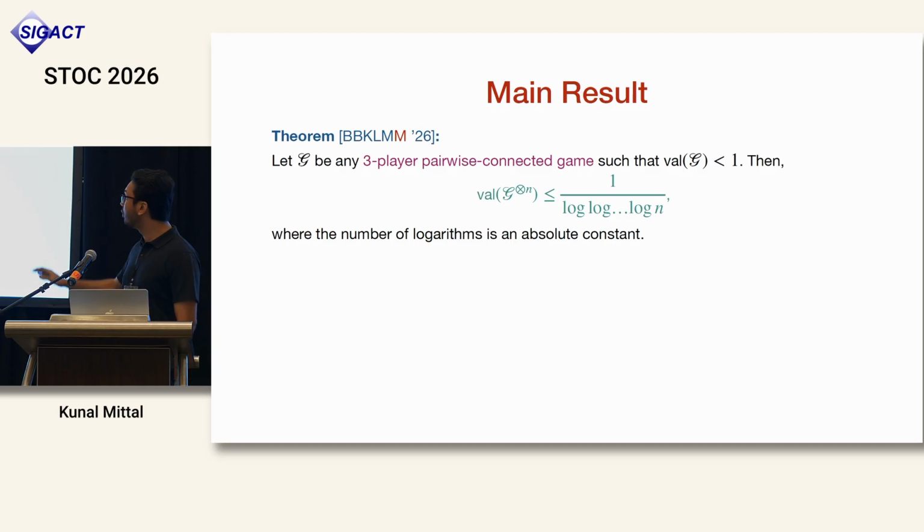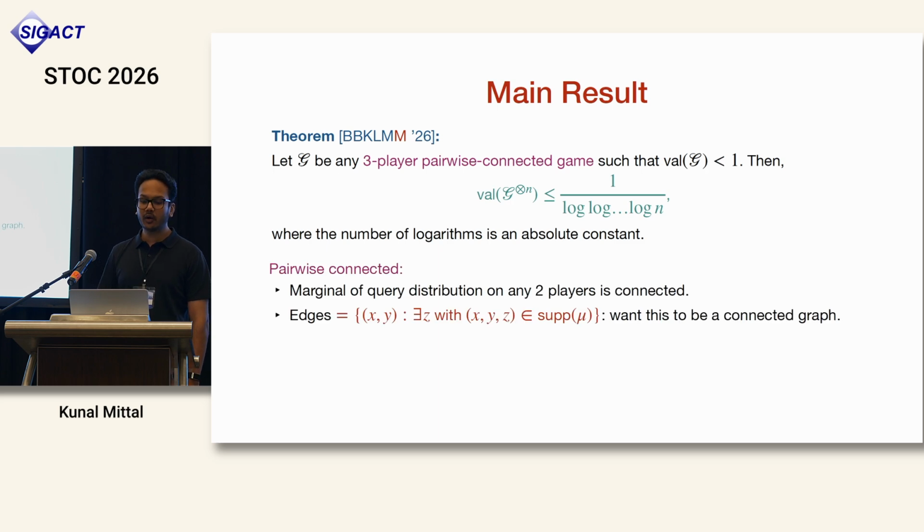Okay, so let me just say what this pairwise connected condition is. What I want is that the marginal of the query distribution on any 2 players is connected. So I will construct this graph. Consider the first 2 players. I will consider this graph which has edges as all the possible pairs of inputs to the first 2 players, all x comma y, so that there is some completion to some input in the support. And I want this to be a connected graph.